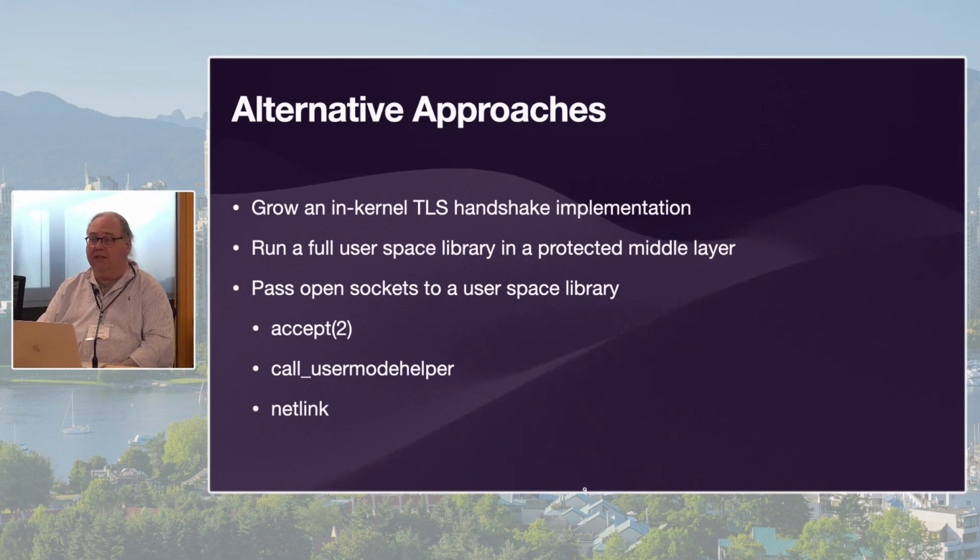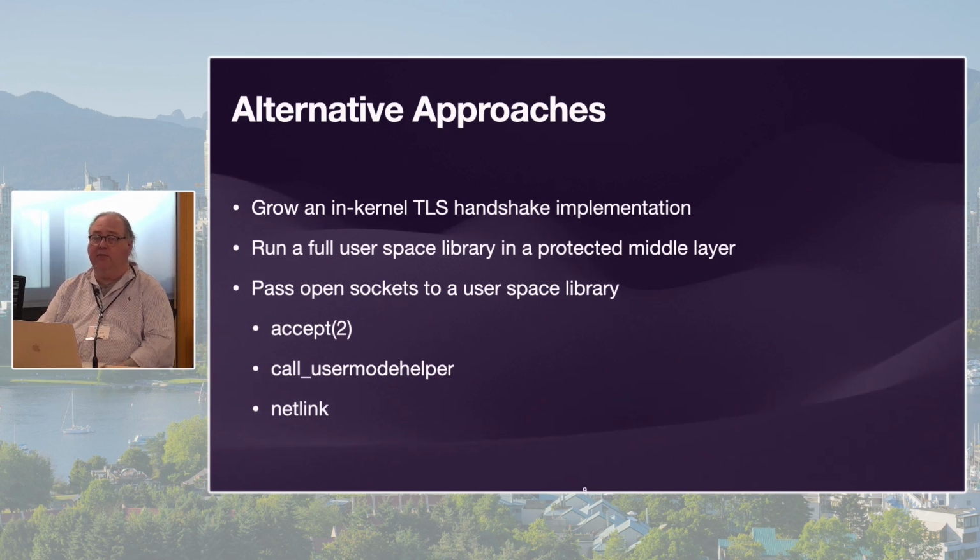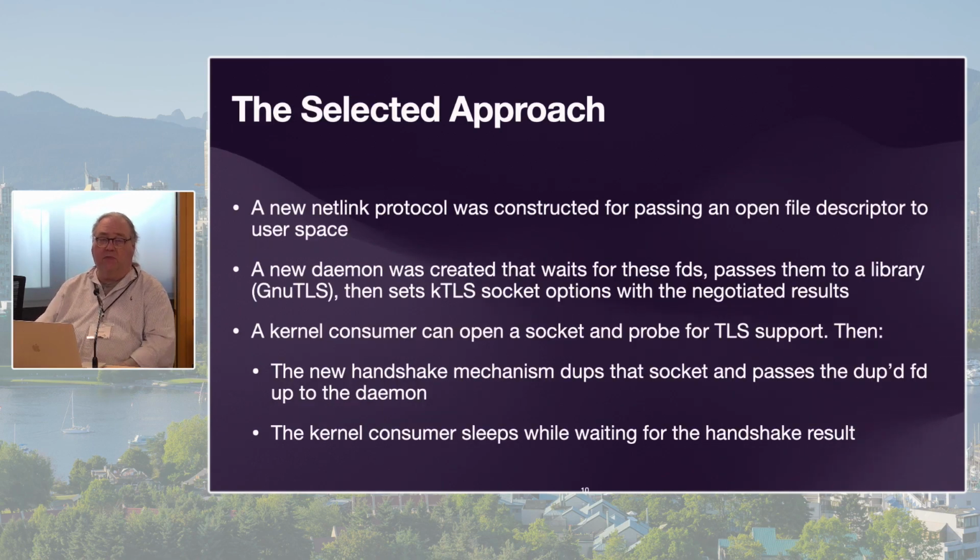Our first crack at this was to use something that looked like accept. The Netdev community didn't warm up to that idea at all. The second idea was to use call user mode helper and a keyring kind of arrangement. There are lots of arguments against doing that. And the third was to create a netlink protocol that would allow us to pass the socket file descriptor up to user space, and then we'll have a daemon that intercepts that and calls a library implementation of TLS handshake. And that's what we actually did.